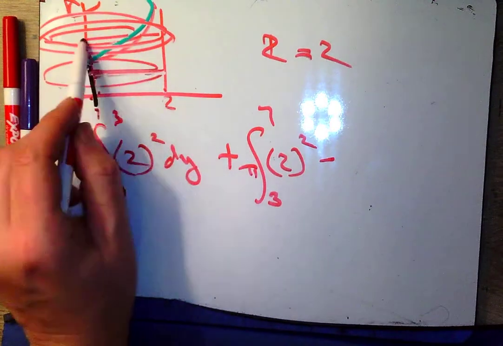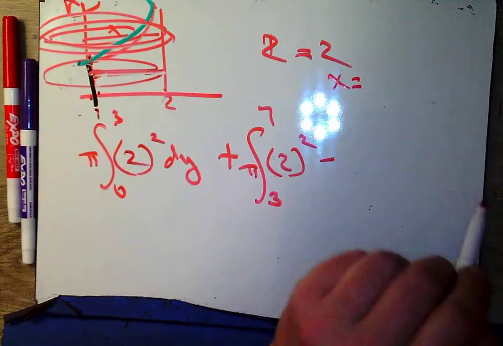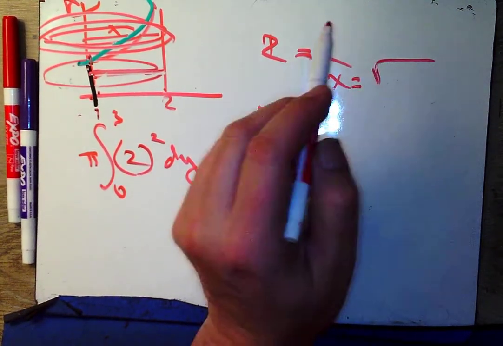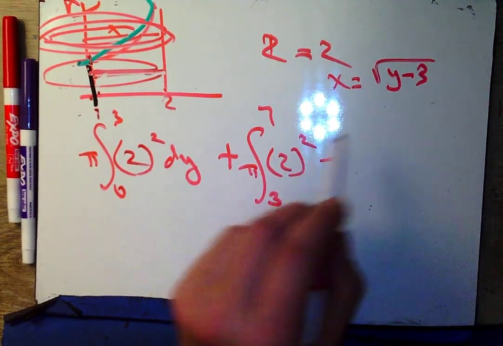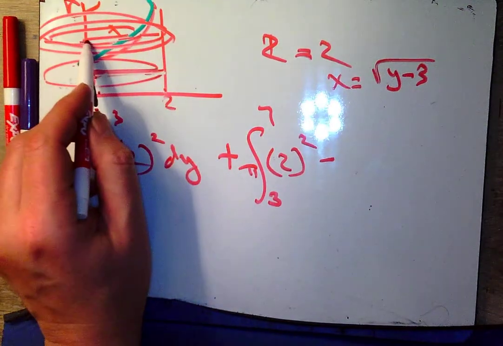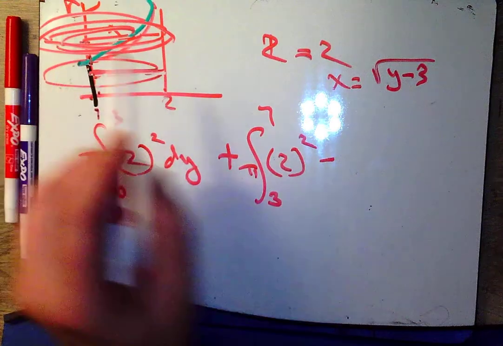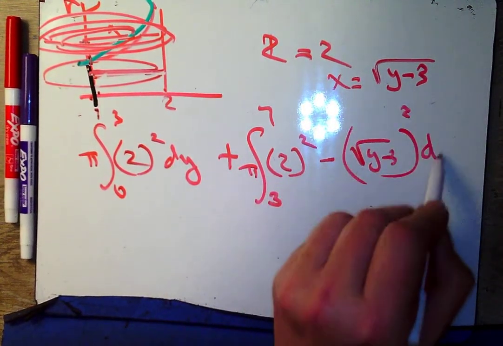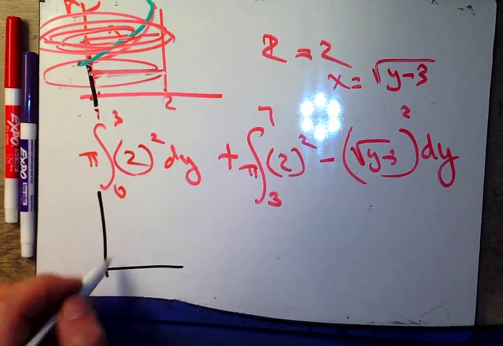But the little r is changing, right? This is my x value. So what does x equal? Well, didn't we say that was y minus 3? So that x value is my little r. Okay, so square root of y minus 3 squared dy. Ew. I hope it's much easier to do this with shells.